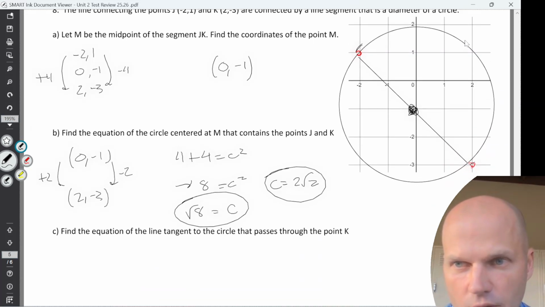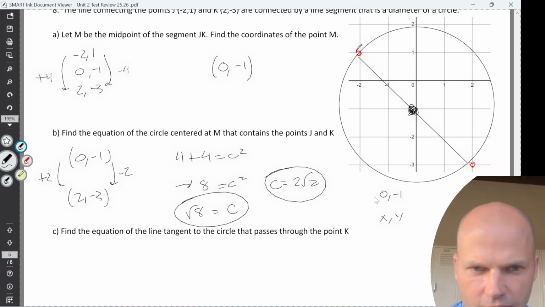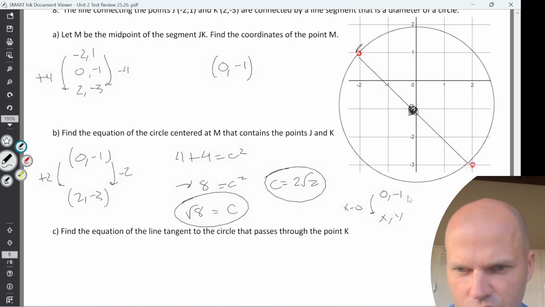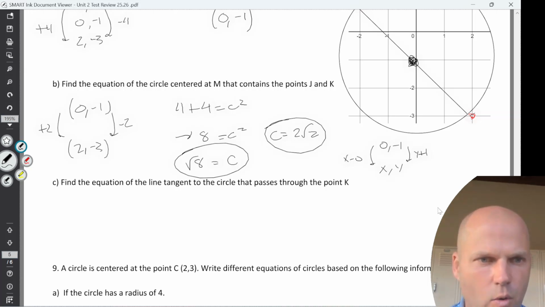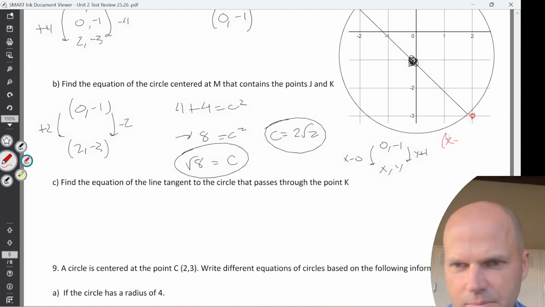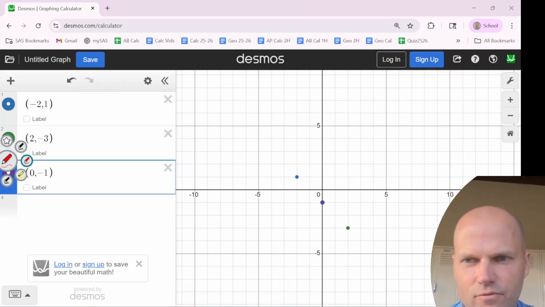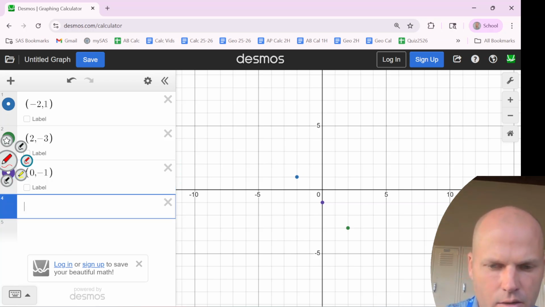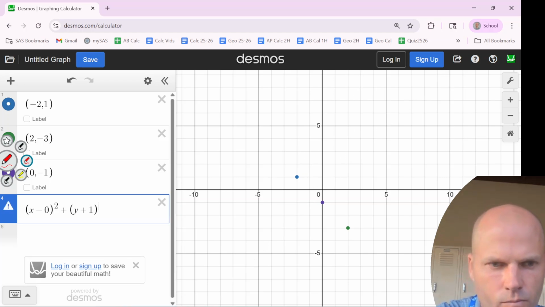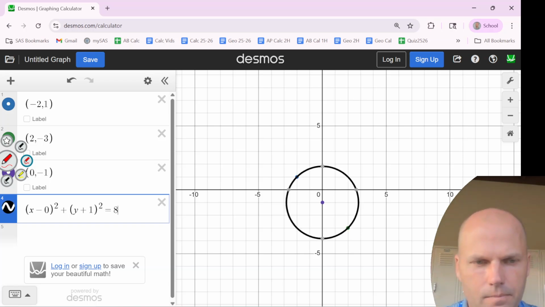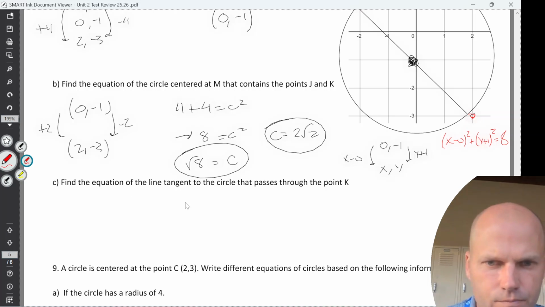Which means if I want all of the xy points that are connected to 0, -1 and has a radius 2 root 2, I know the x change squared plus the y change squared equals the radius squared. So my equation should be x minus 0 squared plus y plus 1 squared equals the radius squared, or 8, not root 8. You should double check and make sure. Bam! You have that circle that you're looking for.